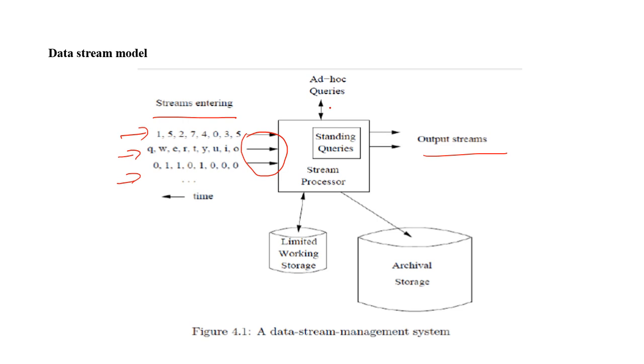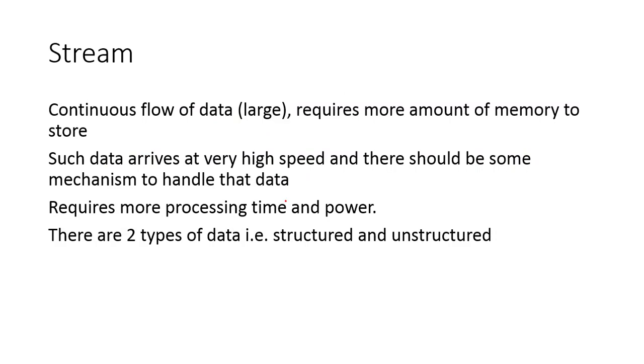There are two types of query that we will see. This is a stream processor, that means the processing power must be high. Let's see this one by one. Stream means a continuous flow of data, a large data, big data, so it requires a large amount of memory to store. That means this data cannot be stored on just a hard disk, because the size of a hard disk is very small. So we require another mechanism having more memory space for the storage of such data. Such data arrives at very high speed, and there should be some mechanism to handle it. It requires more processing time and more processing power.